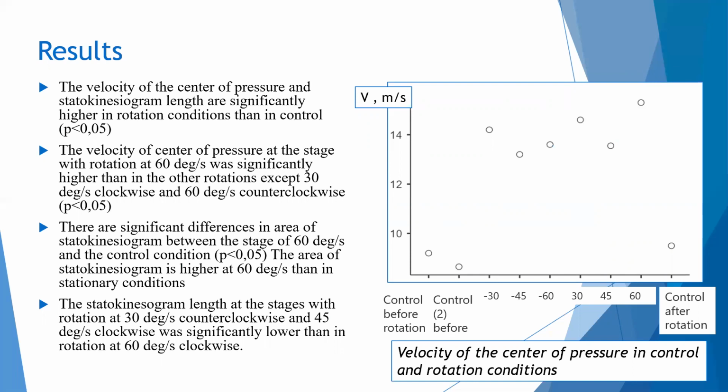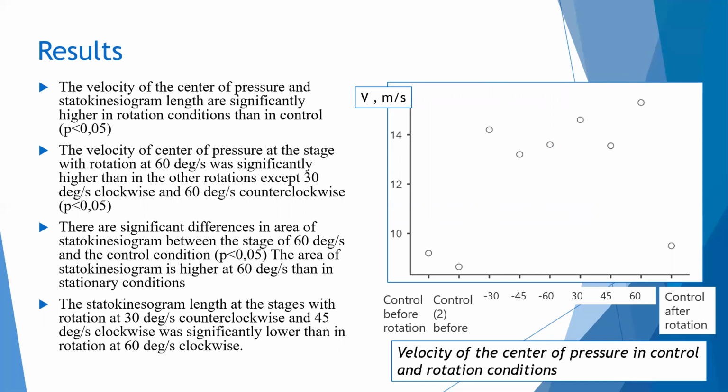We observed the same pattern for static kinesiogram lengths. The velocity of center of pressure at a stage with rotation at 60 degrees per second was significantly higher than in the other rotations, except for 30 degrees per second clockwise and 60 degrees per second counterclockwise. The area of static kinesiogram is higher at 60 degrees per second than in stationary conditions.